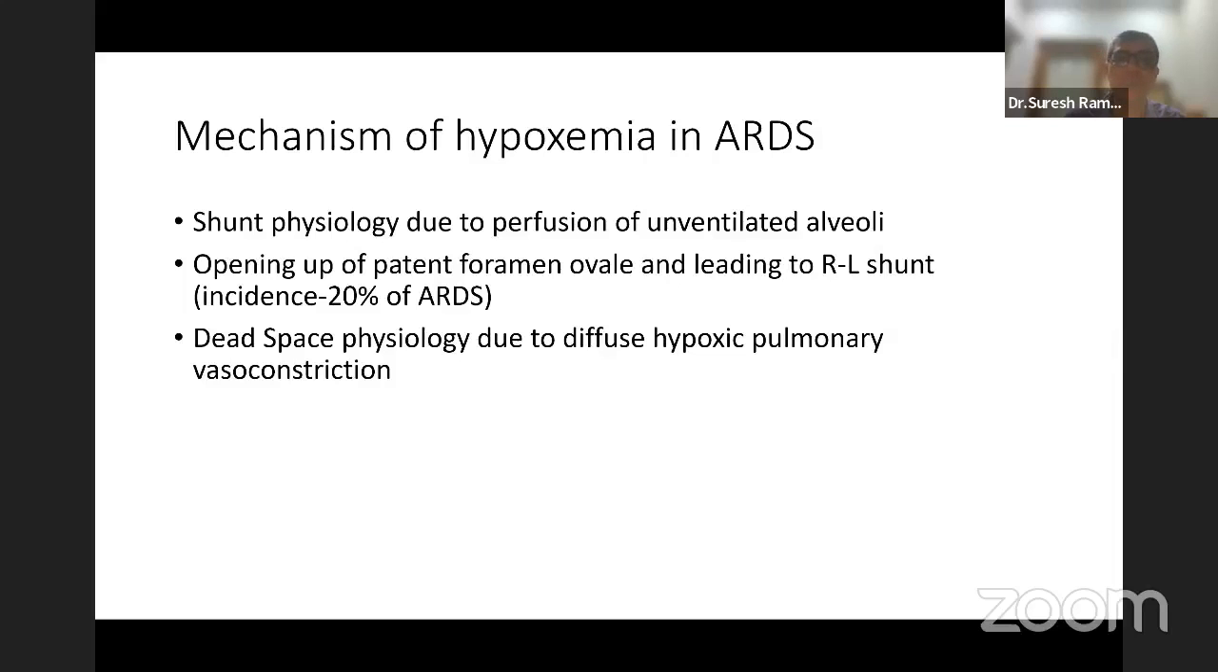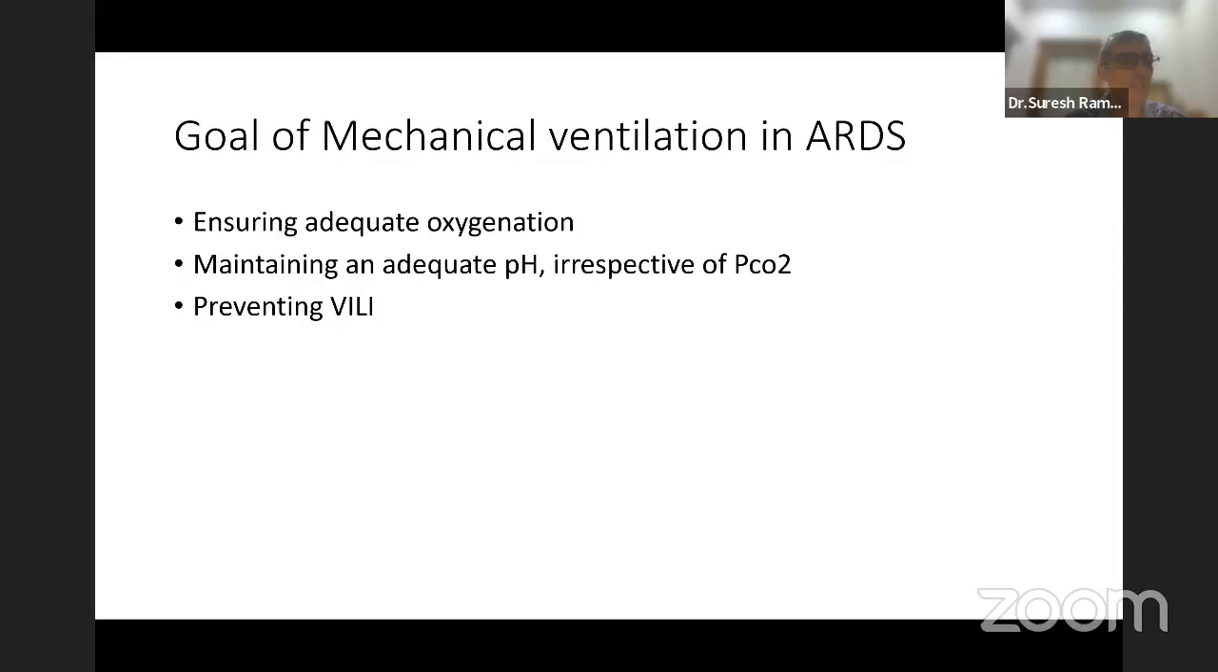But remember, hypoxemia never kills. It is the multi-organ failure. It is VILI that kills. So we need to be careful about what we want to do. The goals of mechanical ventilation can be broadly brought down into three things. That is to ensure adequate oxygenation, maintaining an adequate pH irrespective of PCO2, and we'll talk about these goals. And third is obviously preventing VILI, and we'll talk about them one by one, and then we will see how we are going to do lung protection with PEEP and with driving pressure management.